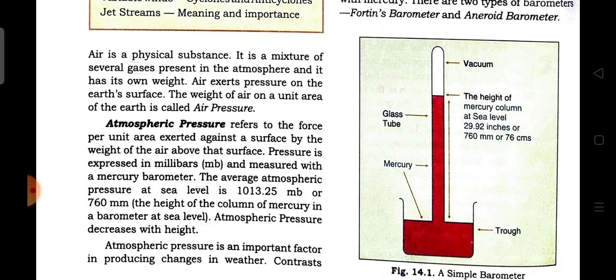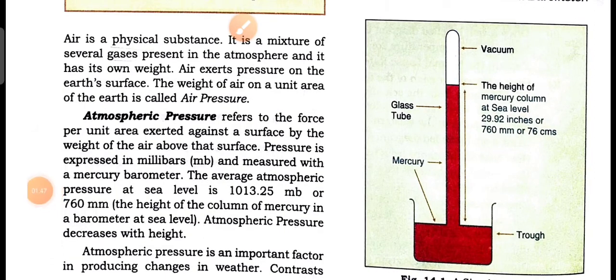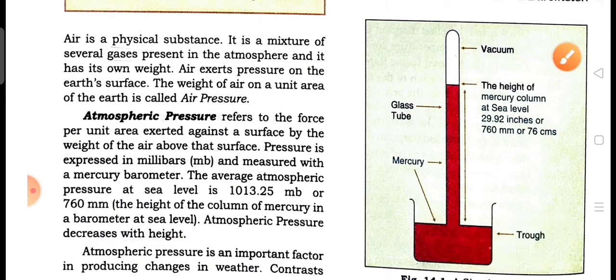As we know, any measurement of height and pressure is related to the sea level. So what do you mean by sea level? The sea level means the level of the sea's surface. The atmospheric pressure decreases with height. Why does the atmospheric pressure decrease with height? We will know it now.